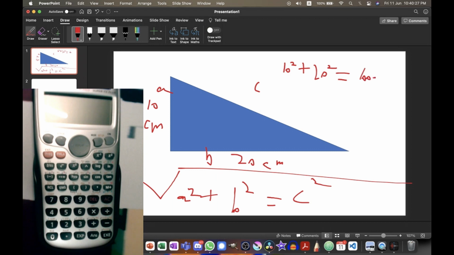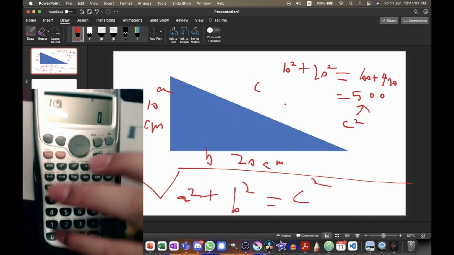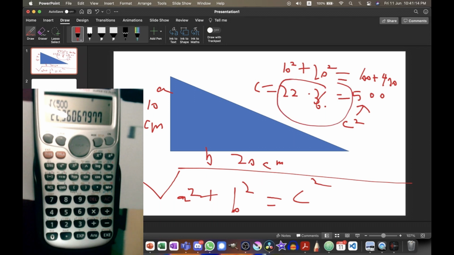100 plus 400. 100 plus 400 equals 500. And that is c squared. But we have to root that number. So we root 500, and then approximately it's 22.36. That's how you calculate.